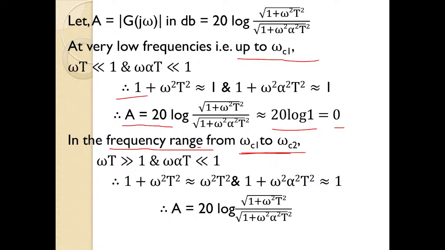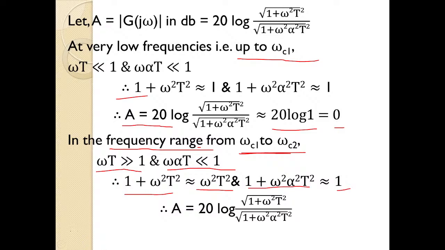Means the frequency range is between omega c1 and omega c2. If the frequency range is in between omega c1 and omega c2, then omega t will be greater than 1 and omega alpha t will be less than 1. Set this condition. Therefore, 1 plus omega square t square will be approximately equal to omega square t square, because omega t is greater than 1. And another condition is omega alpha t is less than 1. Therefore, 1 plus omega square alpha square t square will be approximately equal to 1.